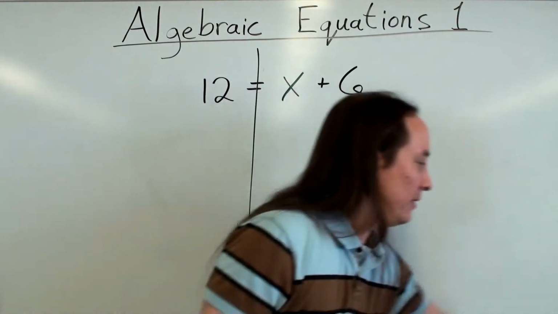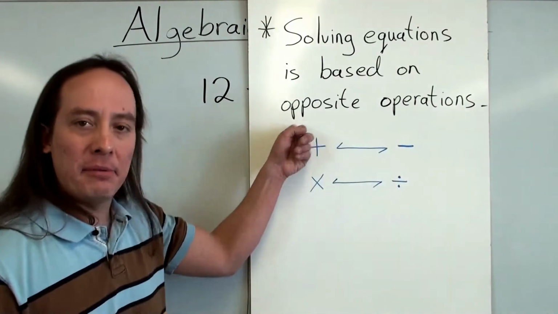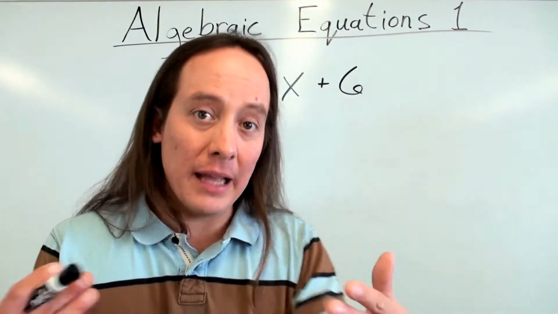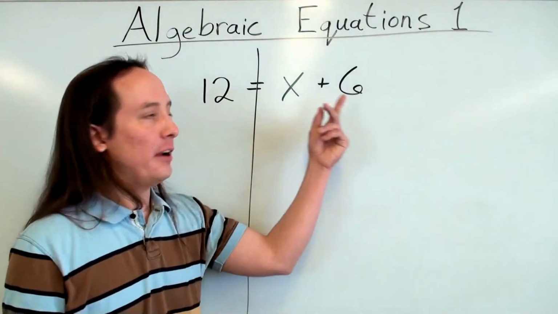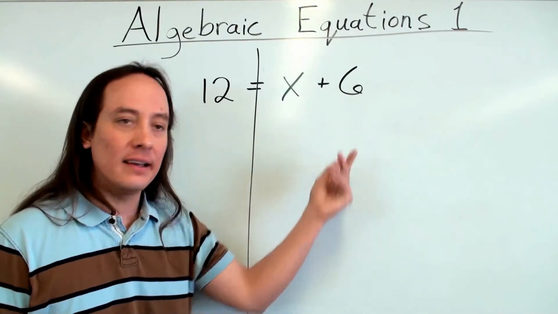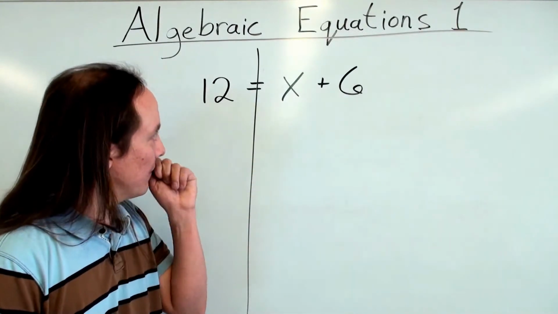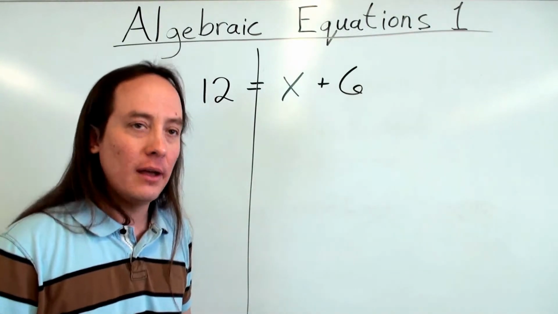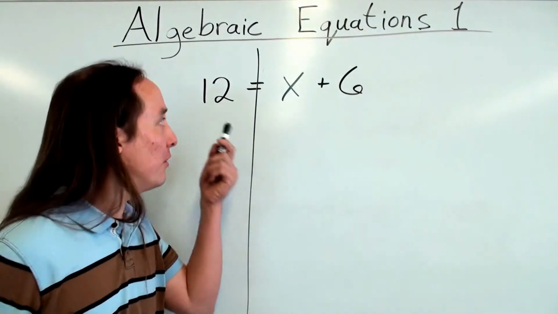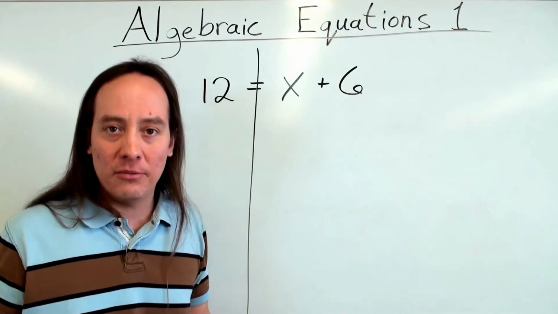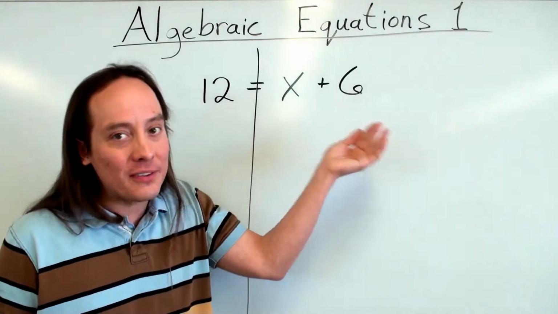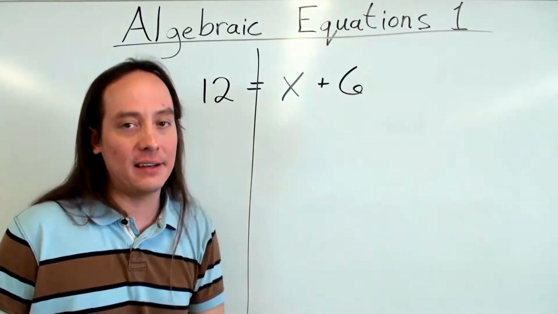Like I said earlier, it's based on opposite operations. Let's go back and think about simplifying like terms. I have 3 terms here: a 12, an x, and a 6. Out of these three terms, two of them are considered like terms, and those two would be the 12 and the 6. They're just numbers. This is an x, so the x can't be grouped together with the 6 any other way than just adding it. Okay?